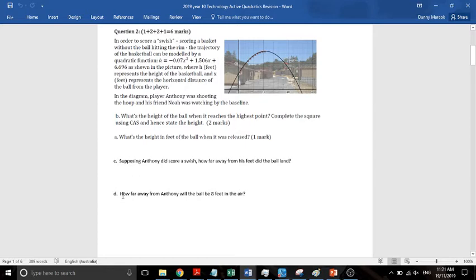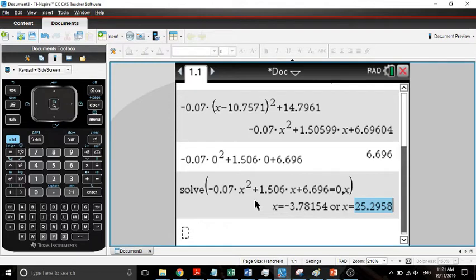Okay, now, how far away from Anthony will the ball be 8 feet in the air? So we've got the ball being 10 feet in the air about here. We want to find out where it's going to be 8 feet. So it's going to be about here. A couple of ways we can do that. We can either graph it, or we can let our equation equal 8. So that's what we'll do.